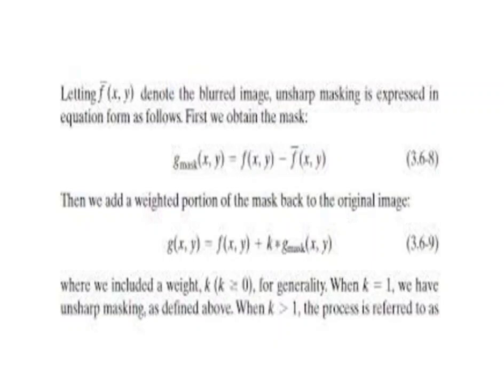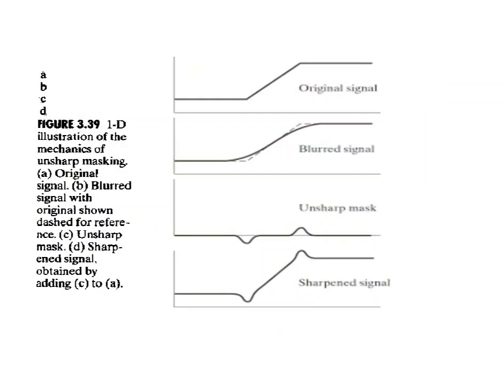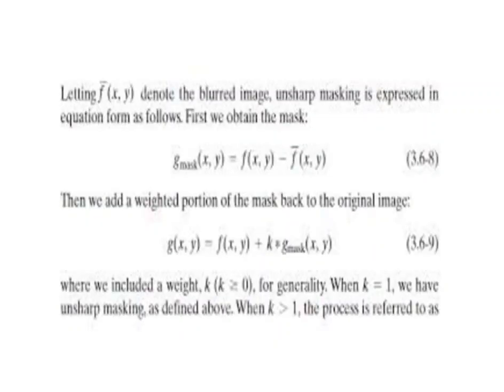K is greater than or equal to 0 for generality. When k is equal to 1, we have unsharp masking as defined above. When k is greater than 1, the process is referred to as high-boost filtering. Choosing k less than 1 de-emphasizes the contribution of the unsharp mask.